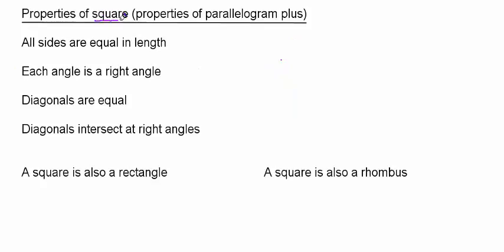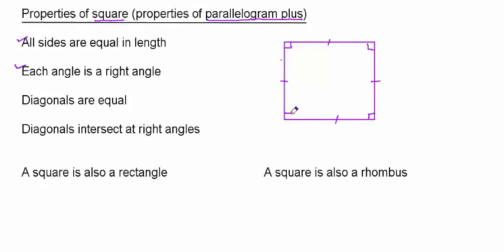A square is a parallelogram plus a few more things. Probably you already know how a square looks like. All the sides are equal in length. So this and this and this and this, they're all the same length. Each angle is a right angle. So this is a right angle over here. And so is this. So is this. And this one. Diagonals are equal in length.